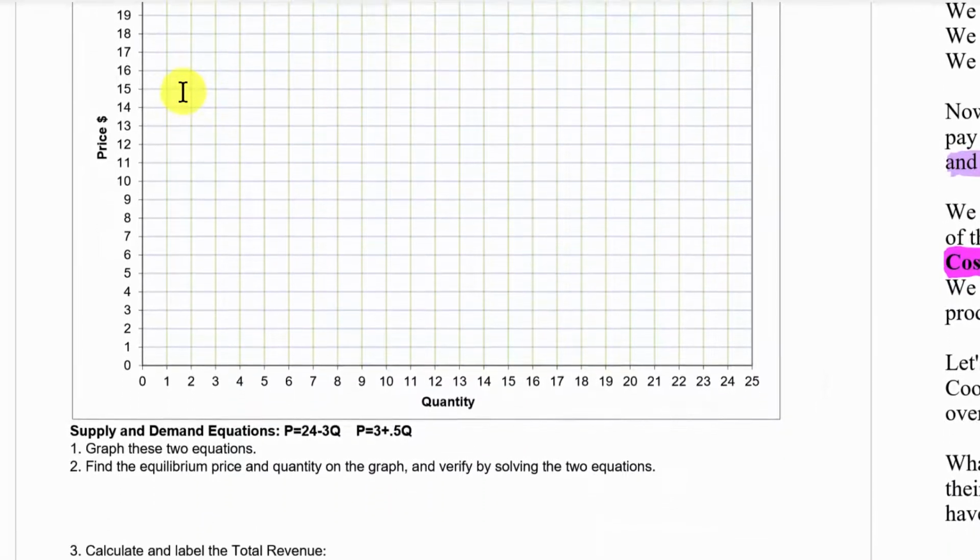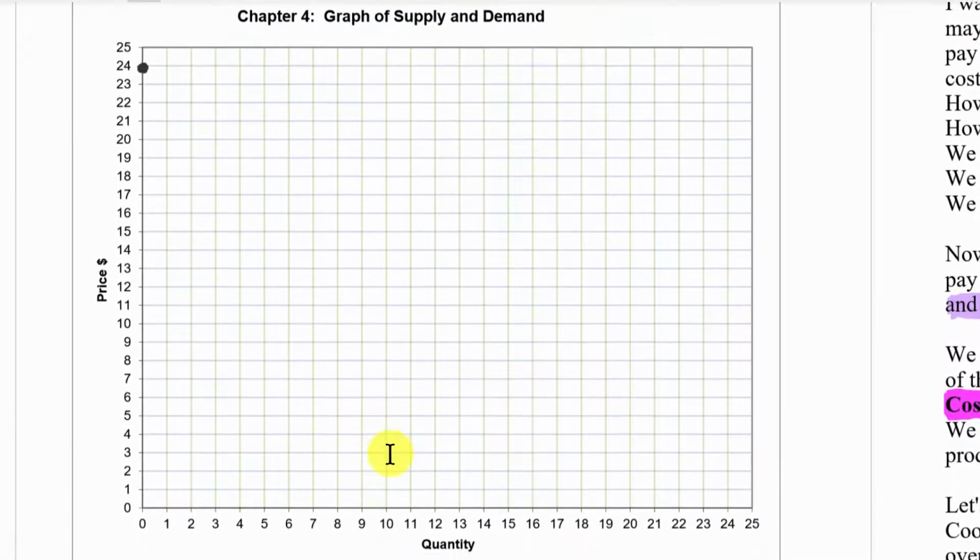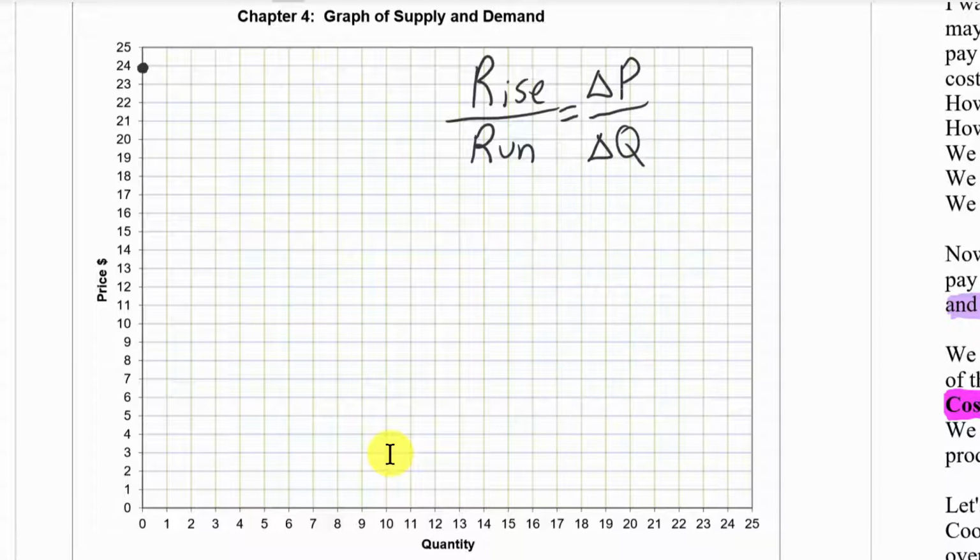And then the slope is minus 3, because that's minus 3 multiplied by Q. And remember, slope means rise over run. Rise means change on the y-axis, or change in price here. Run means change in quantity. And if that's minus 3, we can think about that as minus 3 over 1. And that means this line is going to go down 3, 1, 2, 3, and over 1. Down 3 over 1, down 3 over 1.